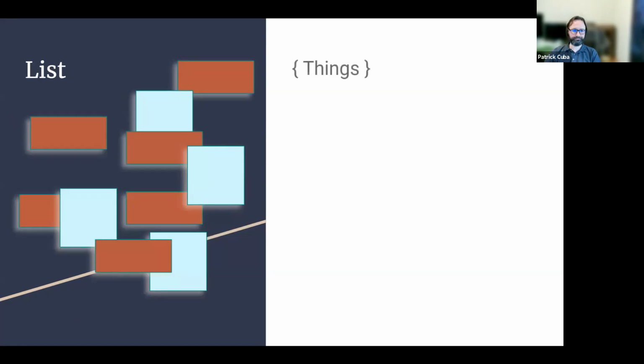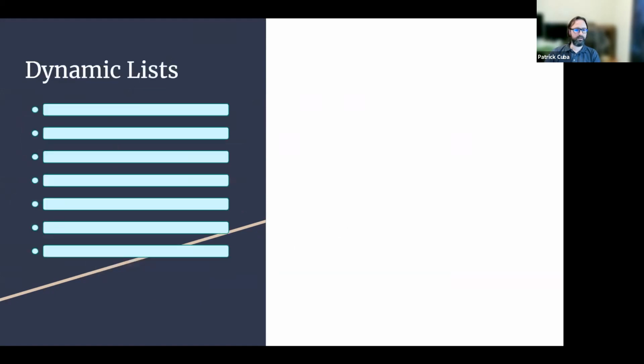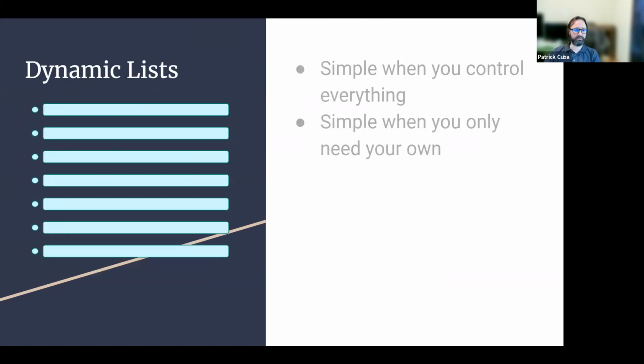So a list is a set of things. That's clear enough. And there are ways to identify what those things are. We have a couple of different things here that go back. IIIF has a collection. There are also collections and lists and things that we've seen in lots of other schemata. When we get to dynamic lists, we're talking more about things that we're trying to assemble from somewhere else, or things that may be updating as we generate these lists.